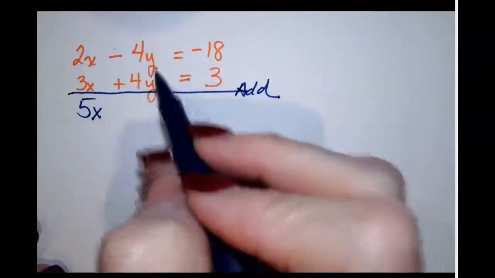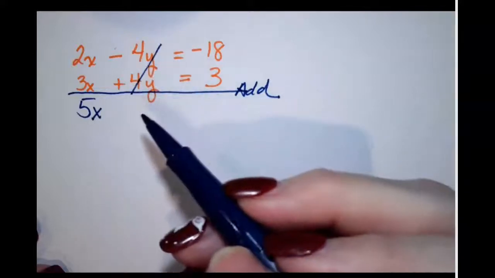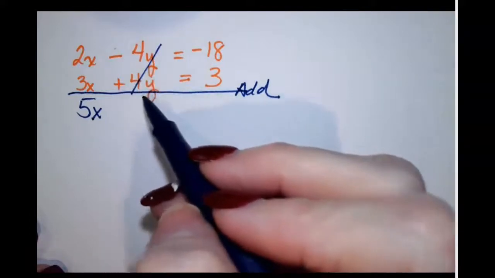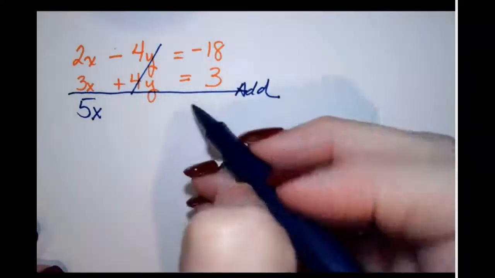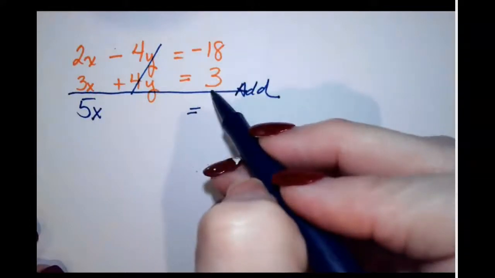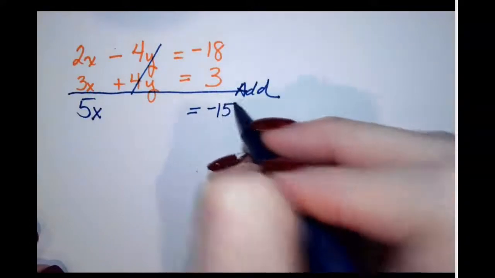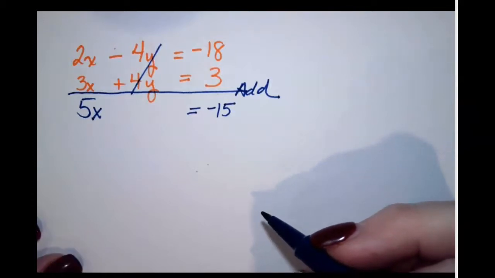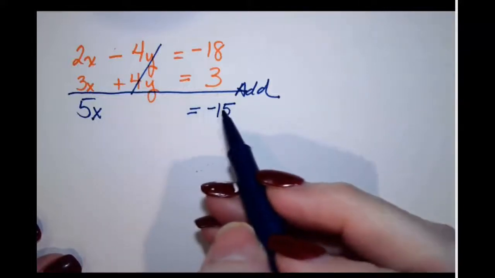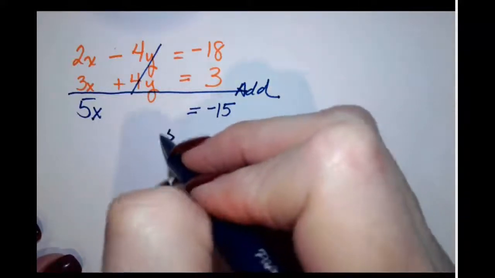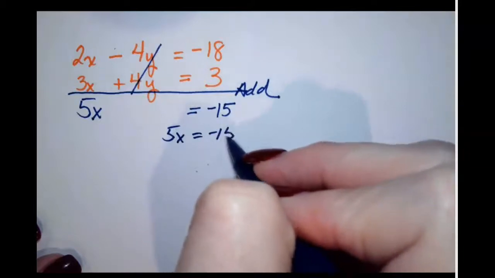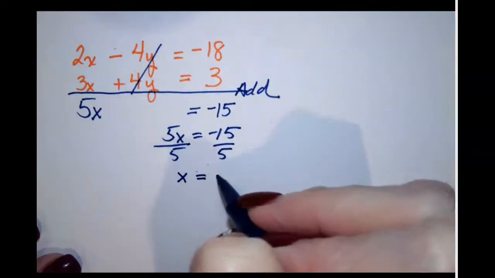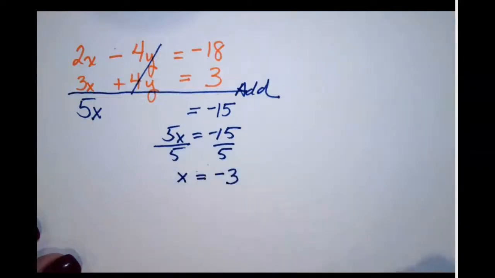What is a negative y and a positive y? Well, those are canceling each other out, aren't they? They're 0. A negative 4y and a positive 4y makes a 0, so they're gone. And this, if I add it together, is negative 15. So I have eliminated the y. And that gives me the opportunity to just solve this. I can solve 5x equals negative 15. Divide by 5, divide by 5, x equals negative 3.